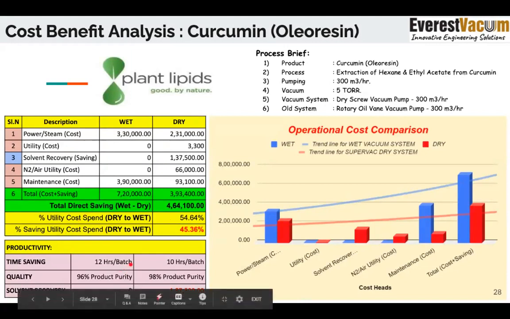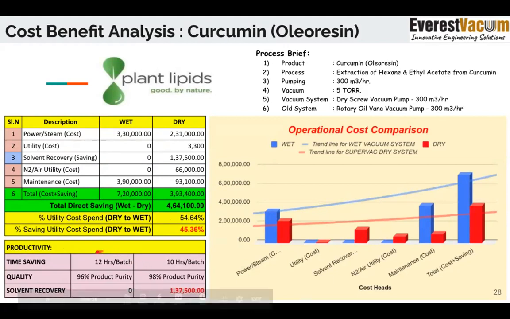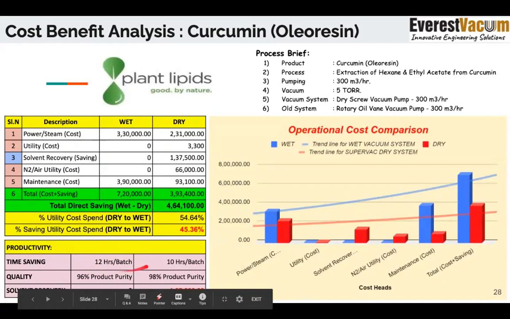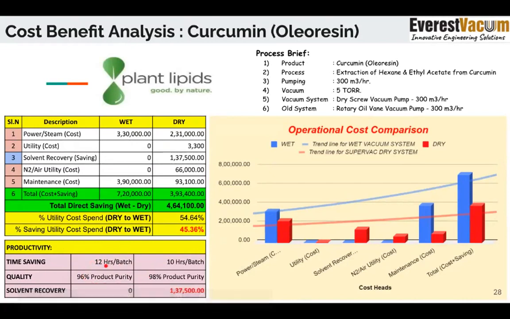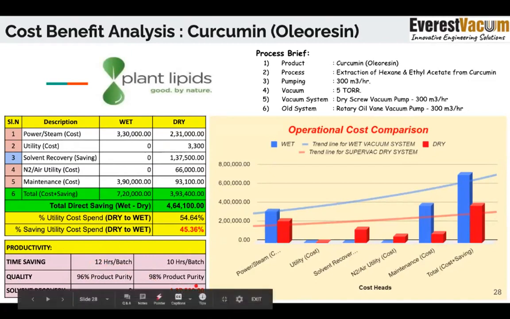Now here, in terms of productivity, the advantages that the customer had: time saving. Earlier, the customer was doing a 12 hours batch. Now he's doing a 10-hour batch. Quality of the product, product purity: earlier he was able to achieve only 96%. Now he's able to achieve a product purity of 98%.